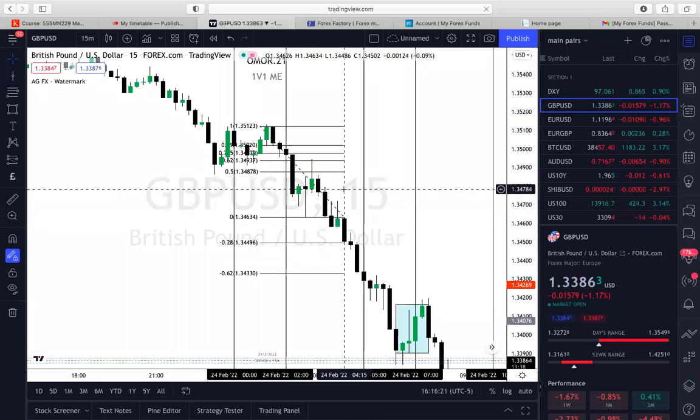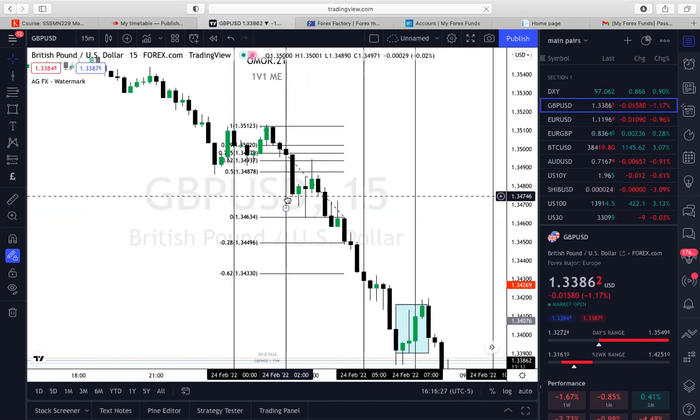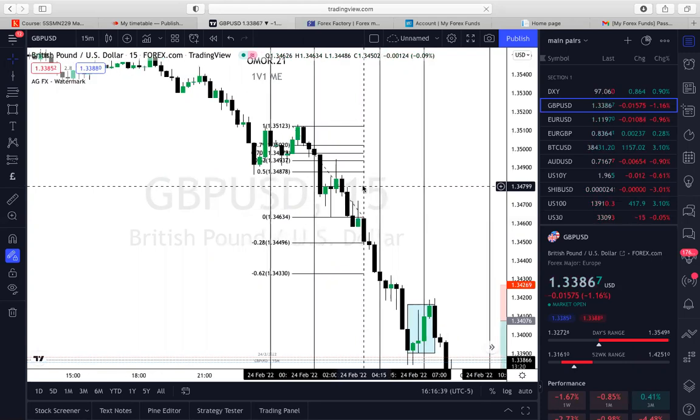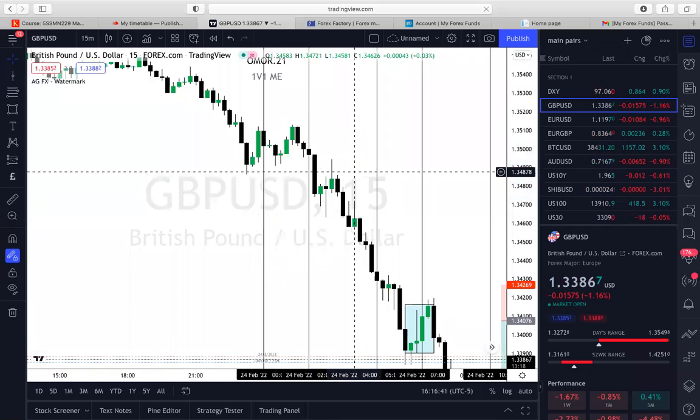Now, where did this retracement happen? Between what times? Between 2 a.m. and 5 a.m. That's the London open kill zone. There is always a trading opportunity within London's open kill zone.